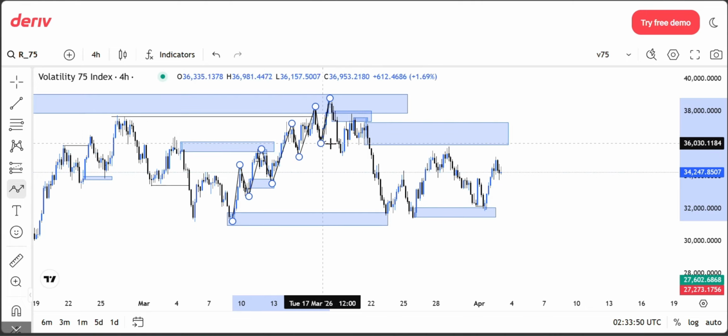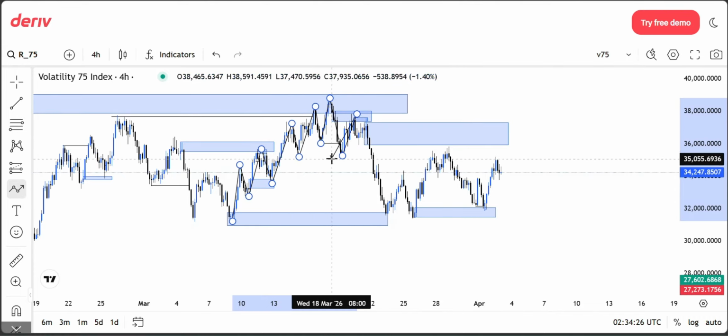Now here there was a break of structure. We saw that price was going in an uptrend, but here price fails to make a higher low before creating another higher high. So instead of price creating a higher low and then another higher high, it failed. Rather, it created a lower low. Okay, so price broke structure to the downside, and then we had another retracement.